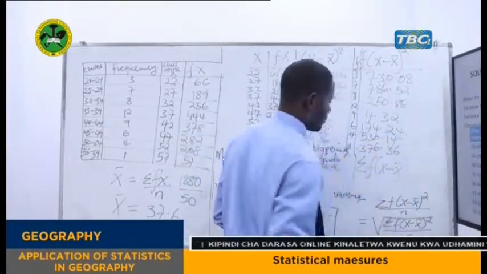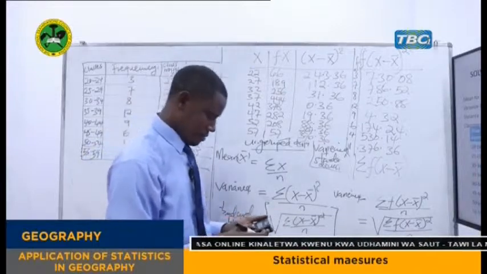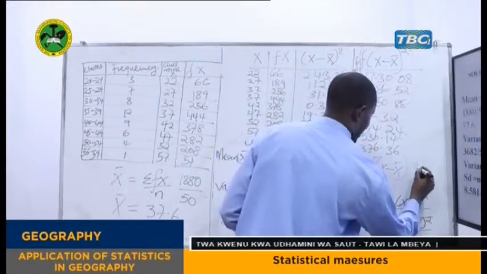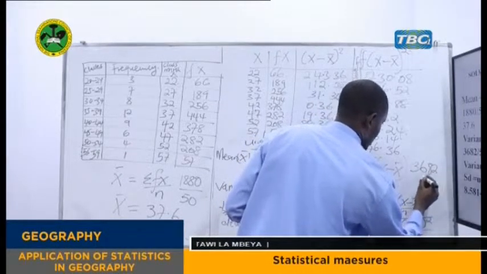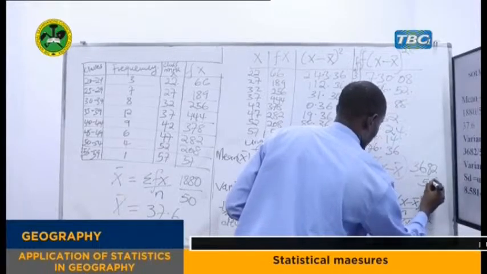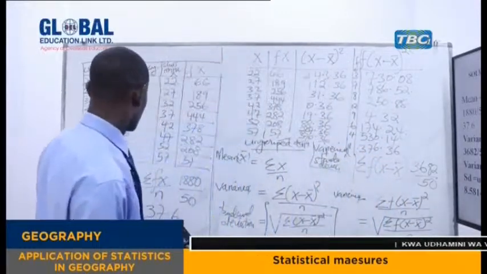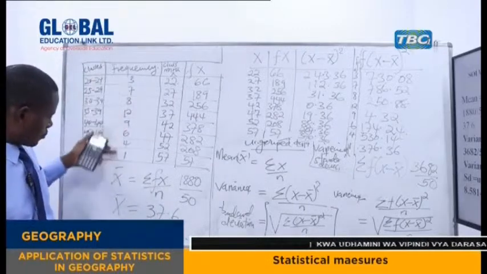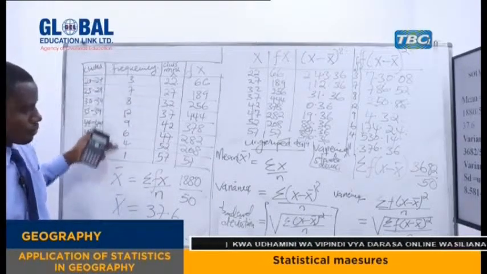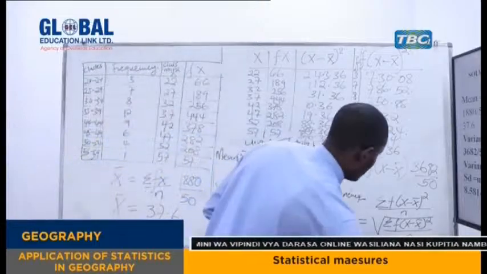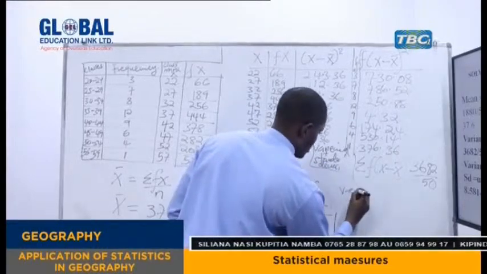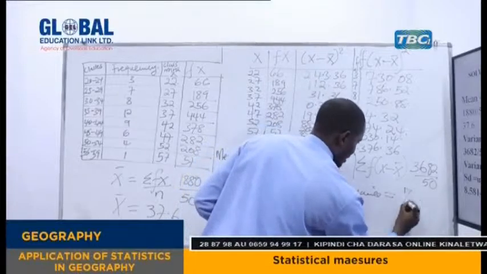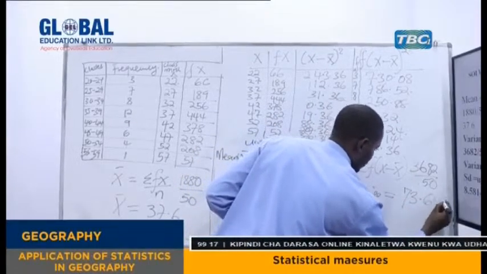If you sum up that particular column, you will come up with 3682, then you divide by 50. You remember what we did here. We are still talking about the frequencies. So if you divide by 50, your answer, or the variance, will be equal to 73.64. The variance.